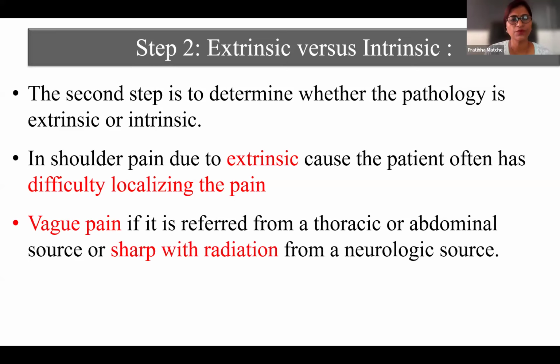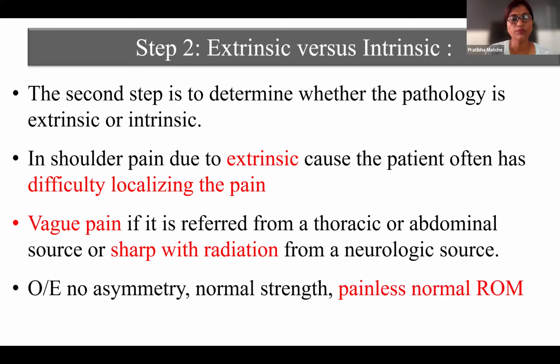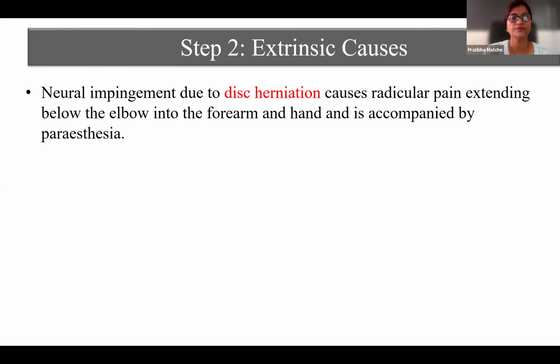They will describe it as a vague pain, which is referred from a thoracic or abdominal source. Or if it is sharp with radiculopathy, then it could be a neurological source. And most important, on examination, you will find that there is no asymmetry, the strength is normal, and there is absolutely painless and normal range of movement if there is an extrinsic cause. So what are the different extrinsic causes?